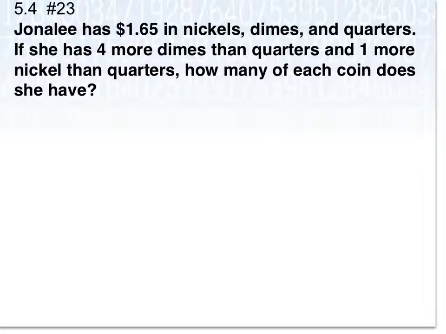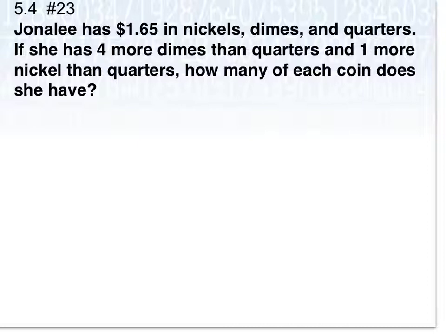Section 5.4, number 23. Jonalie has $1.65 in nickels, dimes, and quarters. If she has 4 more dimes than quarters and 1 more nickel than quarters, how many of each coin does she have?